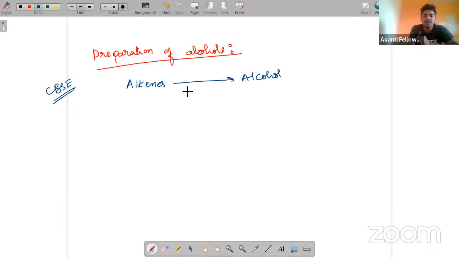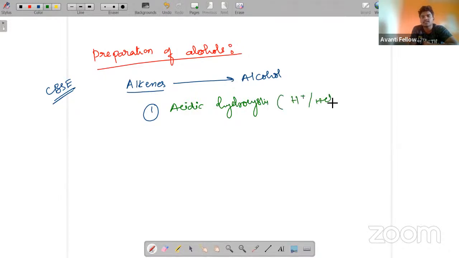Right, so how are we going to prepare? By using reagents, how can we do the preparation of the alcohols? So there are basically three reagents I'm going to talk about today. Yesterday I have already given them. One is acid catalyzed reaction, or we can say acidic hydrolysis. Simply I can say acidic hydrolysis, or we can also say acid catalyzed reaction where you have H plus, H2O, and HCl, or we can simply say HX.